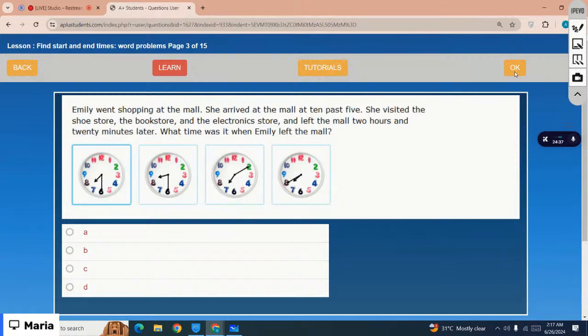Emily went shopping at the mall. She arrived at the mall at 10 past 5. She visited the shoe store, the bookstore, the electronics store, and then left the mall 2 hours and 25 minutes later. What time was it when Emily left the mall? Which is the correct option?